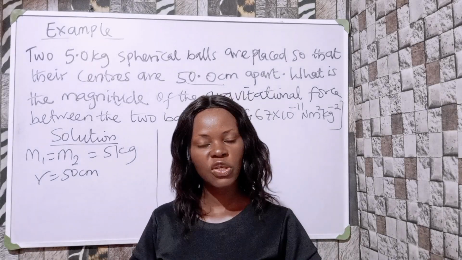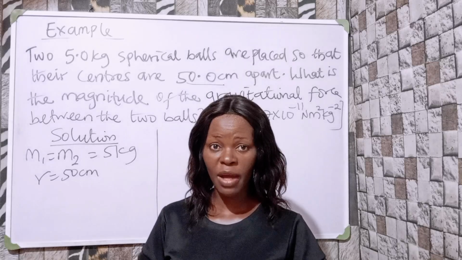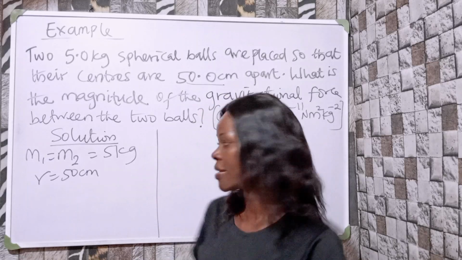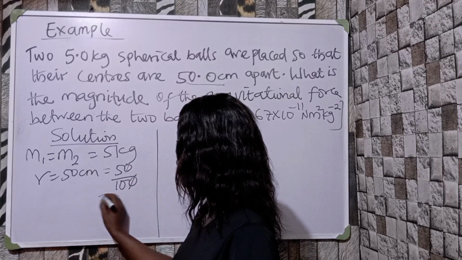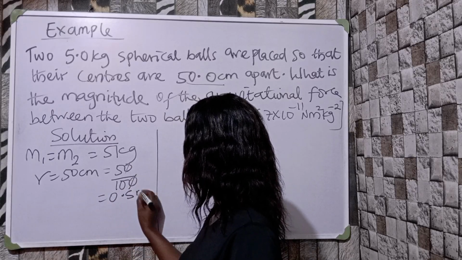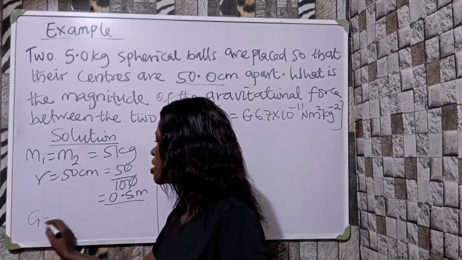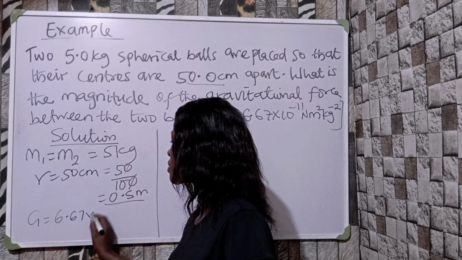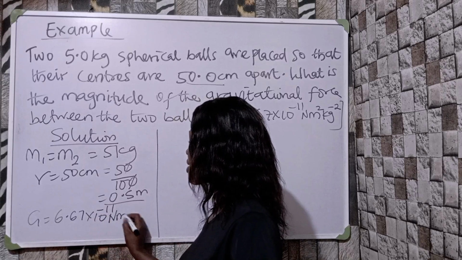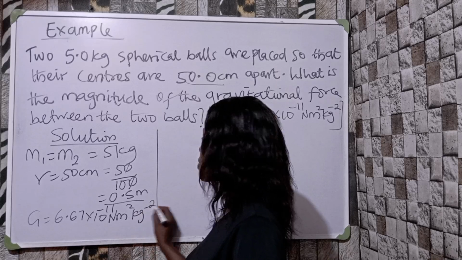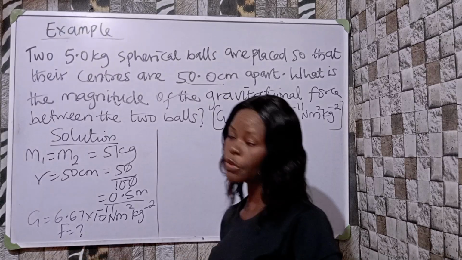Remember that radius, or the distance, is measured in meters, so you're going to convert it to meters by dividing by 100. Don't forget that. So we have 50 over 100. What do I have? 0.5 meters. My G is constant, so G is 6.67 times 10 raised to power minus 11 Newton meter square per kilogram square. You're looking for the force, and F is unknown.